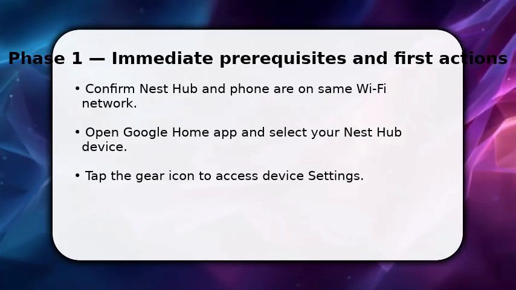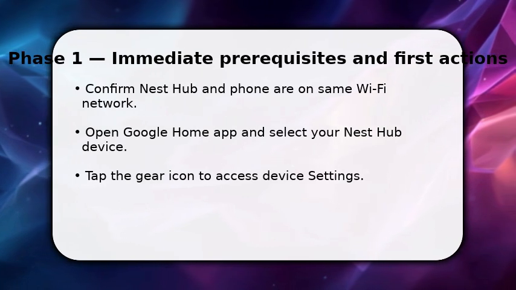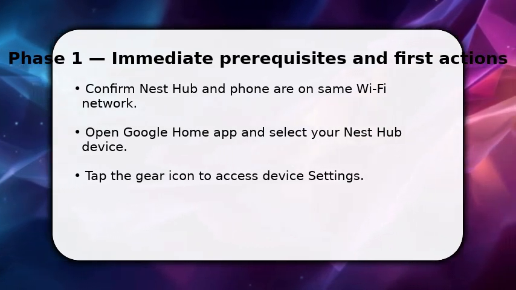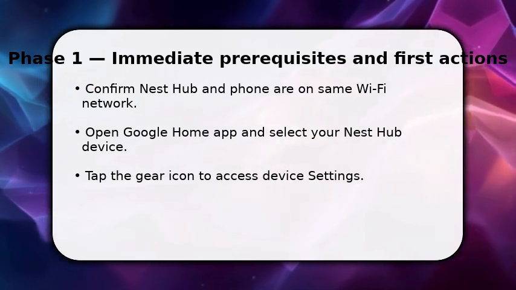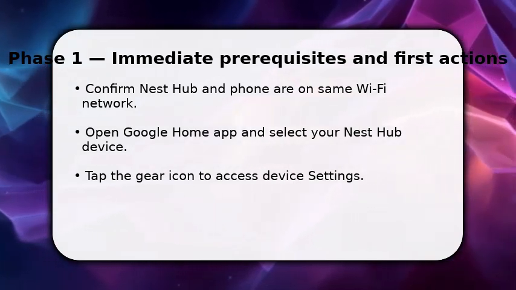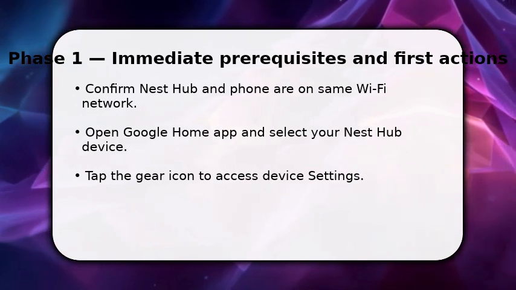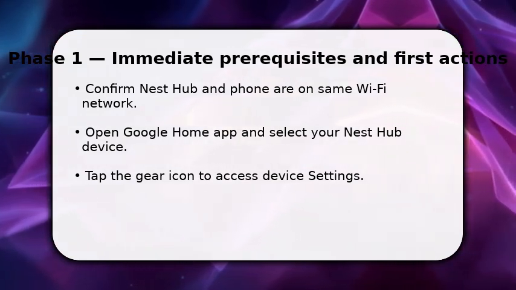You begin by getting straight to the device settings. Make sure your Nest Hub is awake and on the same Wi-Fi as your phone. This is essential for changes to apply. Open the Google Home app, find and tap your Nest Hub thumbnail, then tap the small gear icon for settings.